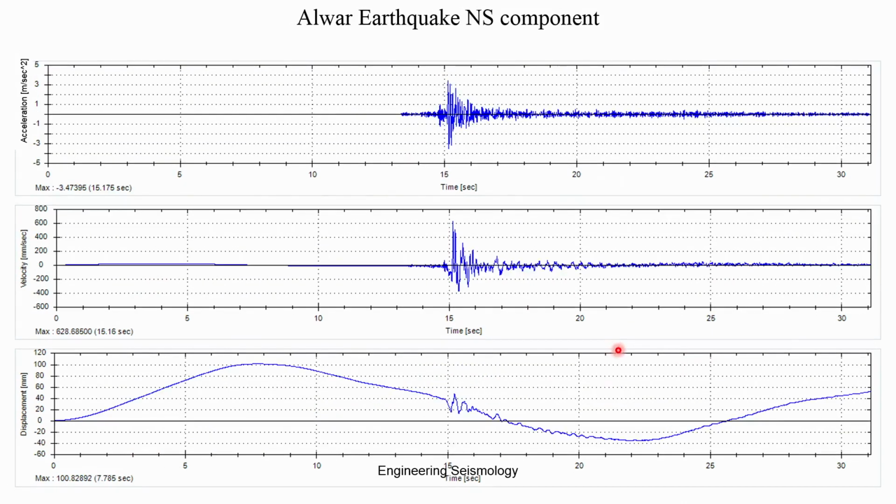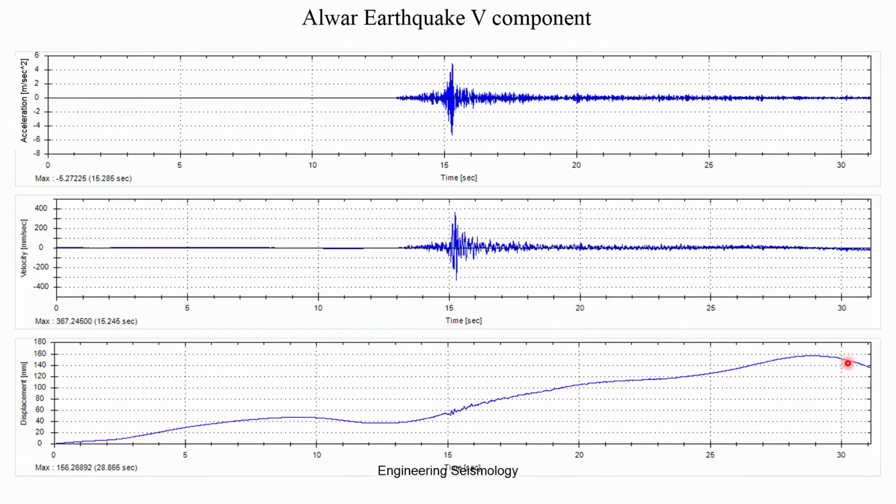Similarly, this is the same earthquake, the north south component, with the acceleration, velocity and displacement. You can see that the displacement does not attain 0 at the end of the record. Similarly, this is the vertical component, where you can even see some permanent deformation in the vertical direction. So, in this particular earthquake you can see the permanent deformation in the vertical component.